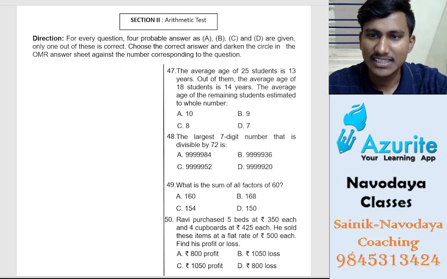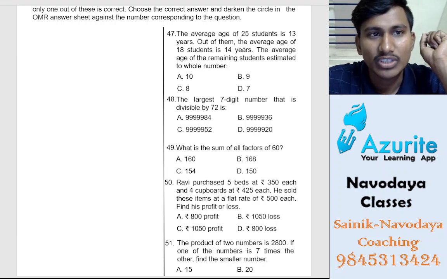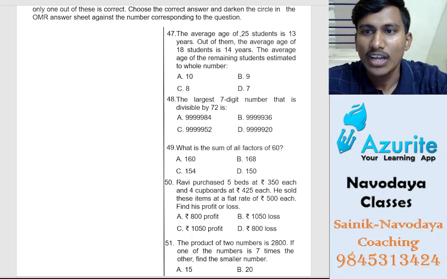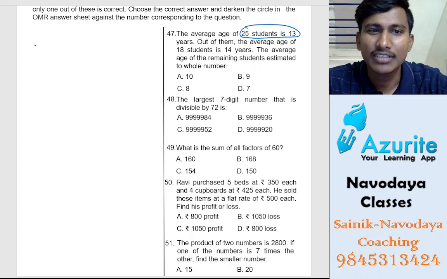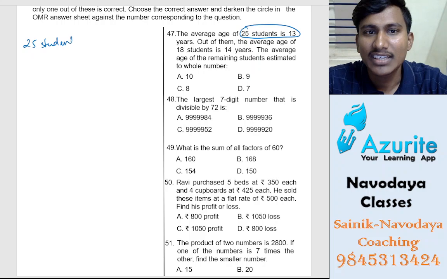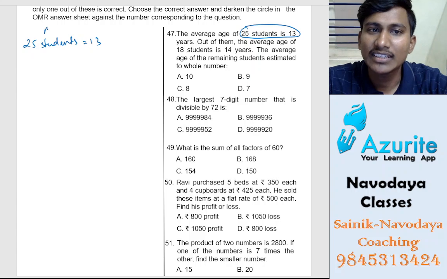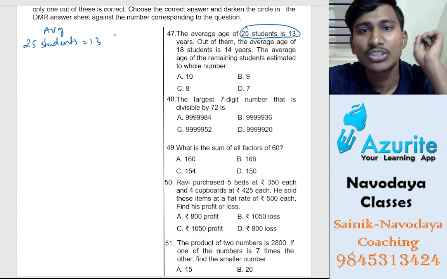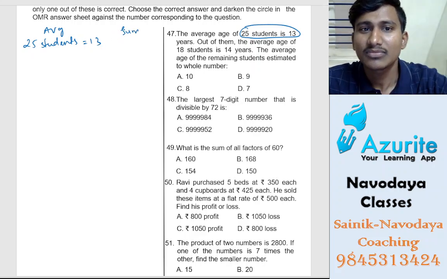So 47 is easy. Don't be confused, we have to understand the question first, right? The average of 25 students is 13. So the sum will be how much? How do we find the sum?